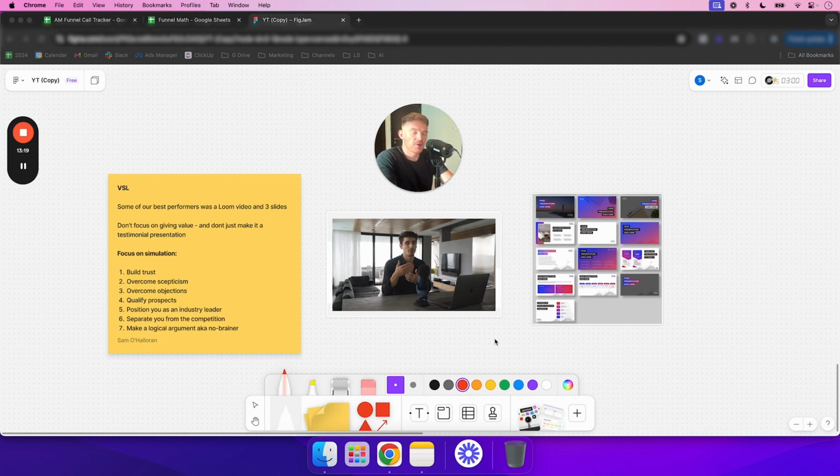what you don't want to do is just try and give value. People will start a VSL and they'll say, these are the 4 things that you need in order to get X, Y, and Z. And they'll go through the 4 keys and they're trying to give value. Don't do that.